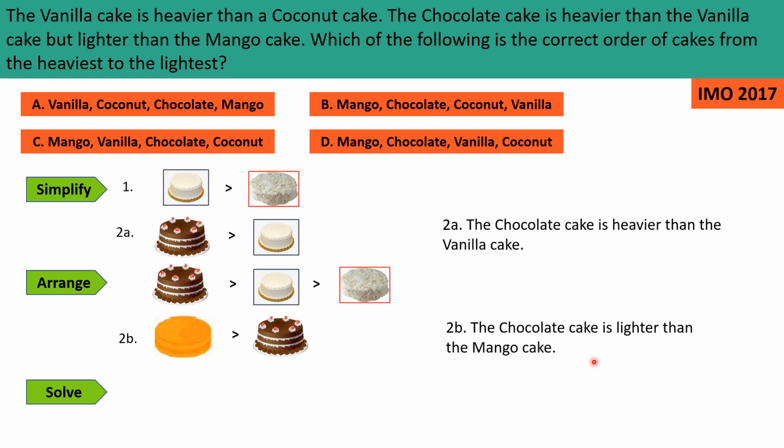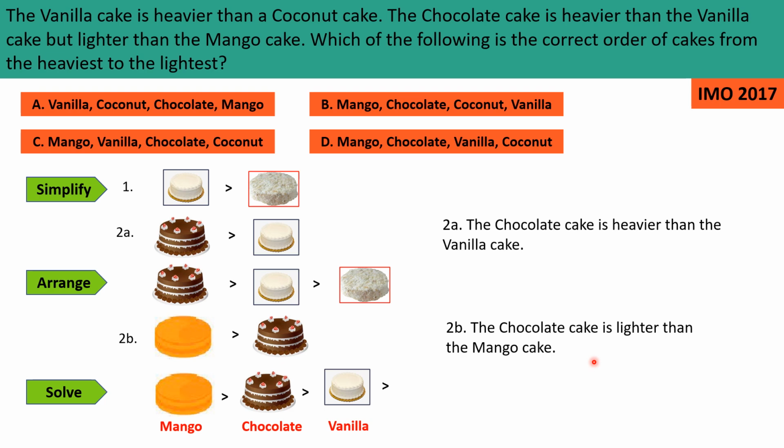We need to arrange from the heaviest to the lightest. So on the extreme left hand side there will be mango cake followed by chocolate, then comes vanilla and at last coconut. So the correct option is D, mango, chocolate, vanilla, coconut.